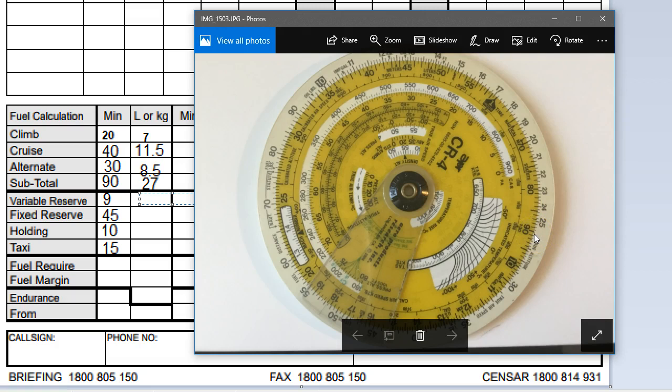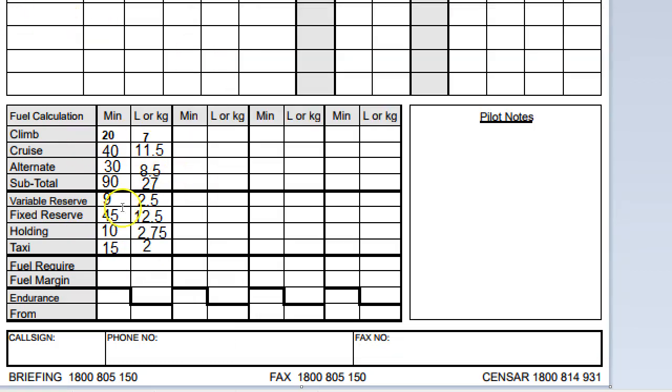2.5 litres. Okay, and then when we read off at 45 minutes, it's going to be there, which is going to be about 13 litres. And 10 holding fuel, we're going to go all the way around to 10, which is there. It's going to be almost 3 litres. And then 15, we're going to read off, it's down below there, and I'll get that and I'll plug it in. Okay, so I've plugged all those figures in.